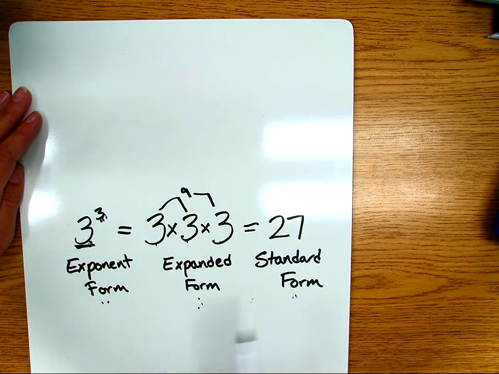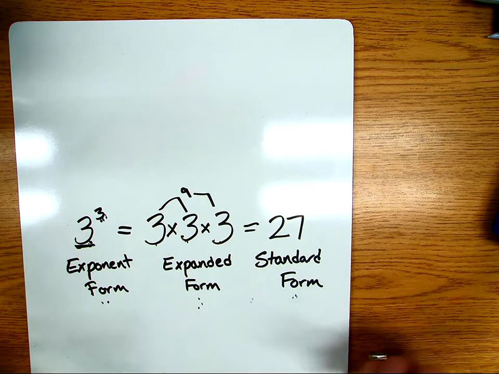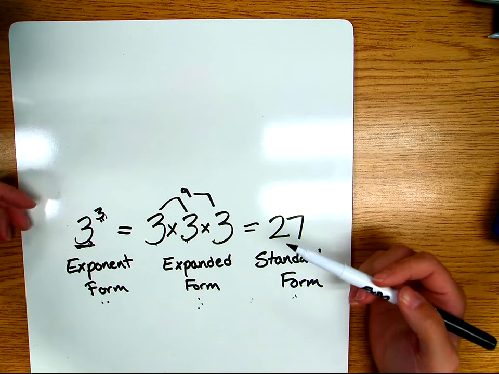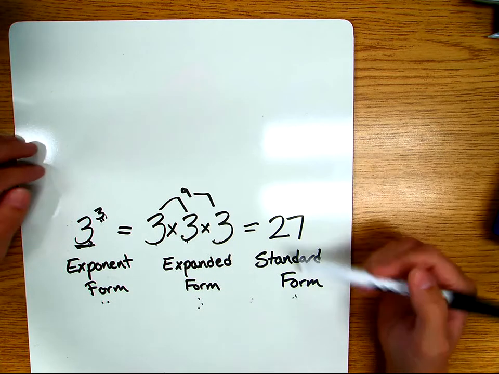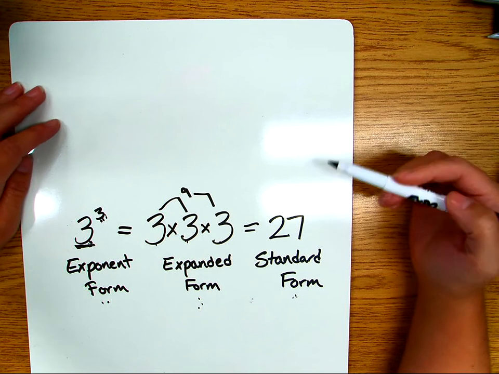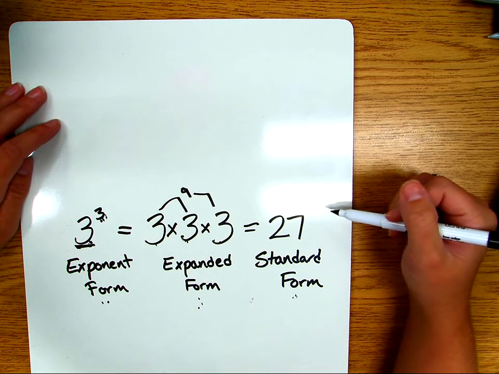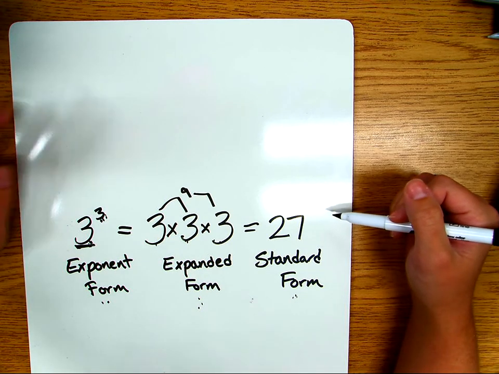To get to standard form, that's like our standard numbers. That's what you would say. If somebody asked you how many pancakes you wanted for breakfast, you would say, I want 27. You wouldn't say, I want 3 to the third power pancakes. That's just silly. It's also silly to eat 27 pancakes. Don't do that. You'll get sick.